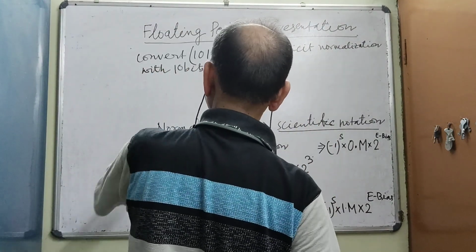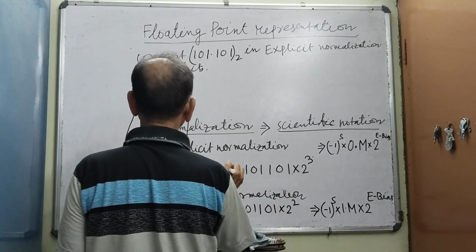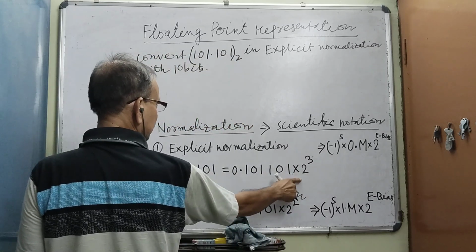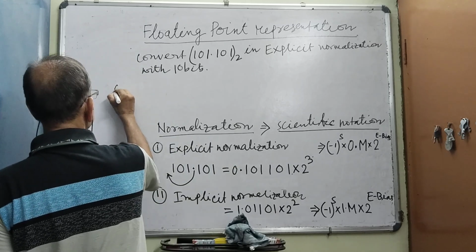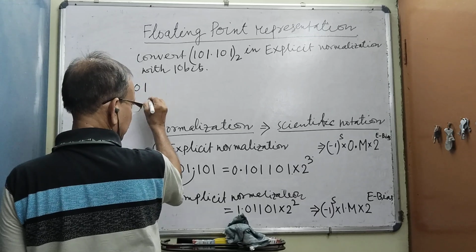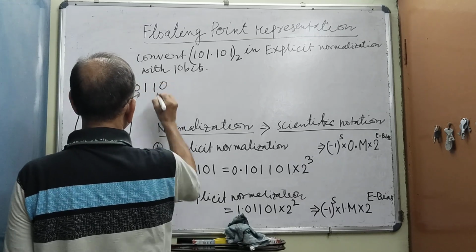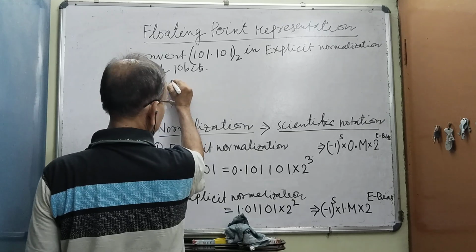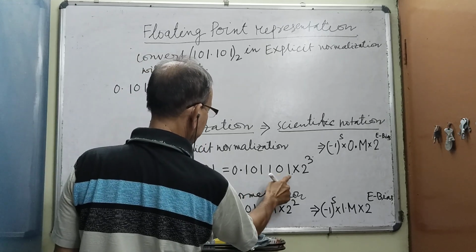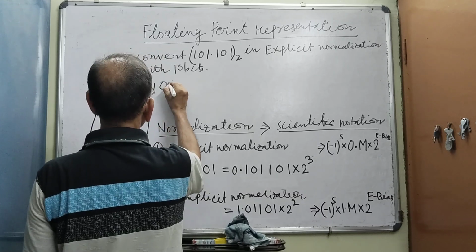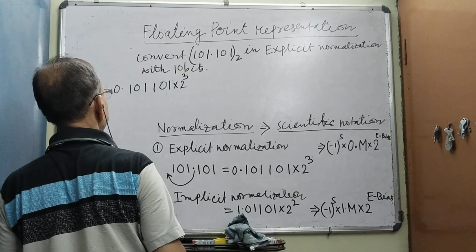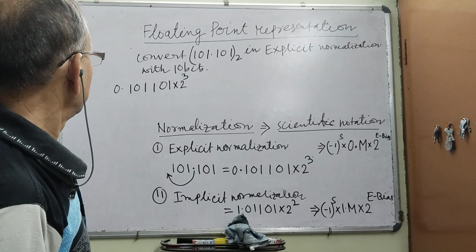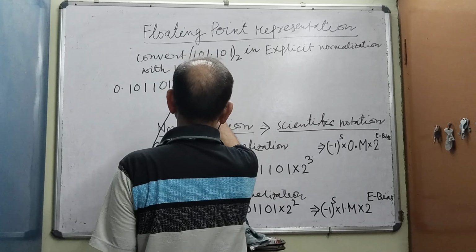What is the formula actually here? For 10 bits. Now the number is this number. You write here 0.101101, counting the bits: 1, 2, 3, 4, 5, 6. And finally 2 to the power 3. So this is the explicit form, but how will you represent it in 10 bits?